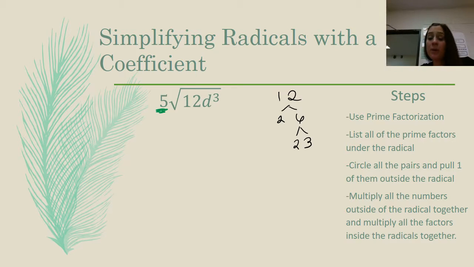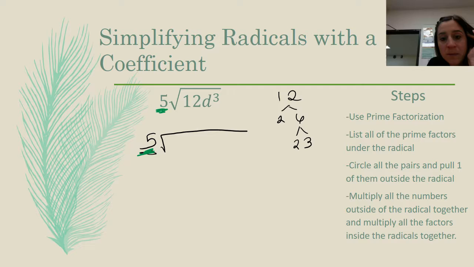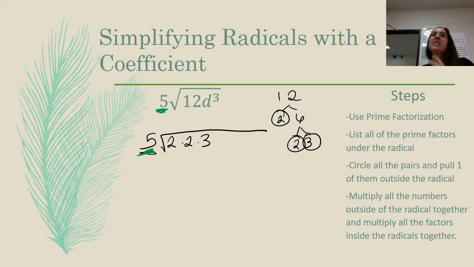Now I'm going to rewrite my radical, expanding everything, but the 5 that was outside is going to stay on the outside, so we're just going to keep it right where it was. Now I'm going to just expand my 12 into my prime factors, which is 2 times 2 times 3, but I need to expand my d to the third. d to the third is d times d times d, which is 3 of them.